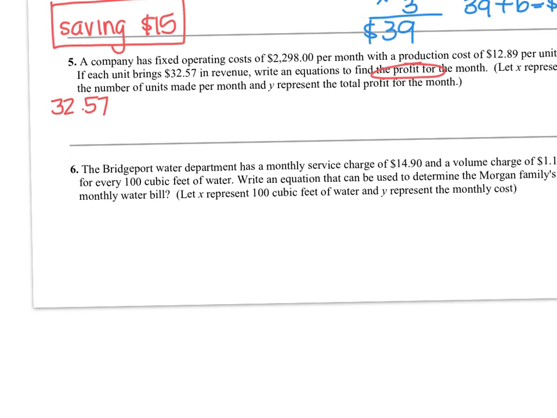But from that amount, you have to take away the $12.89 that they have to spend to make the TVs in the first place. They need to spend that money before they consider making any money. So we have $32.57, and we're going to take away $12.89.